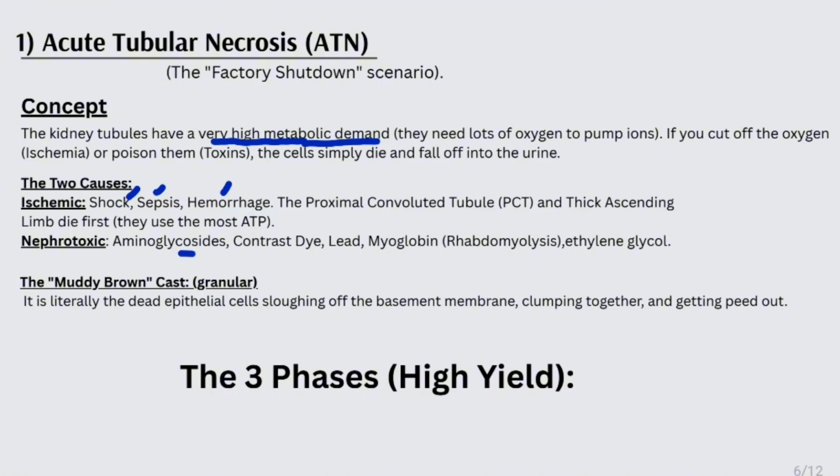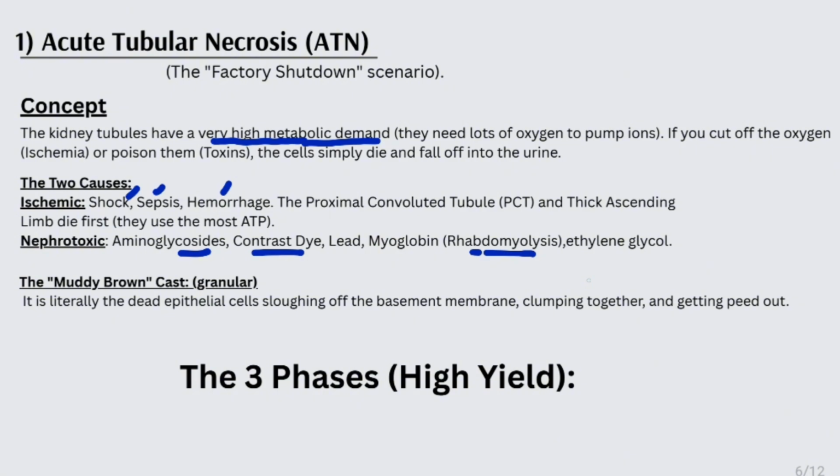High-yield examples include aminoglycosides and contrast dye. For exams, they love to test nephrotoxic ATN using classic toxin scenarios. For example, rhabdomyolysis may be tested as a patient with crush injury or prolonged immobilization who develops dark urine and acute kidney injury due to myoglobin-induced tubular toxicity.